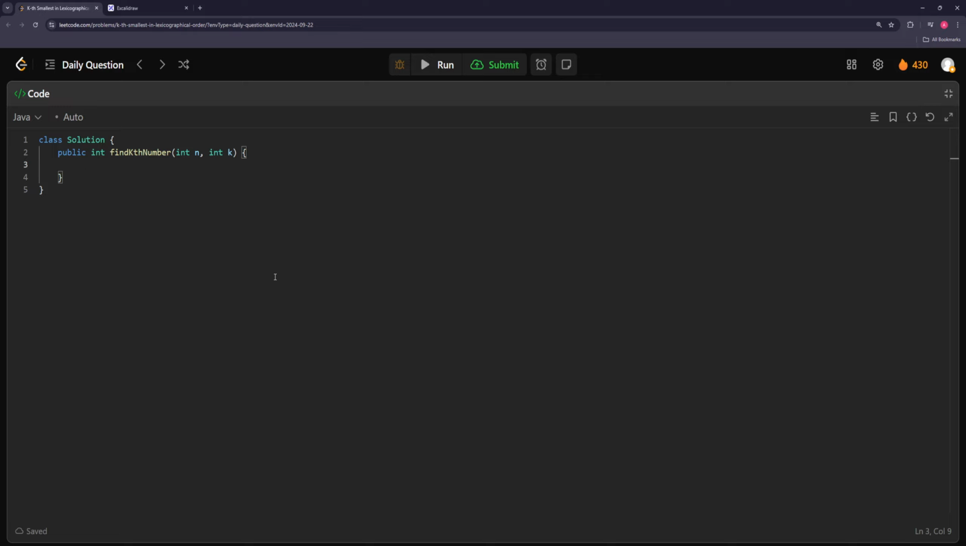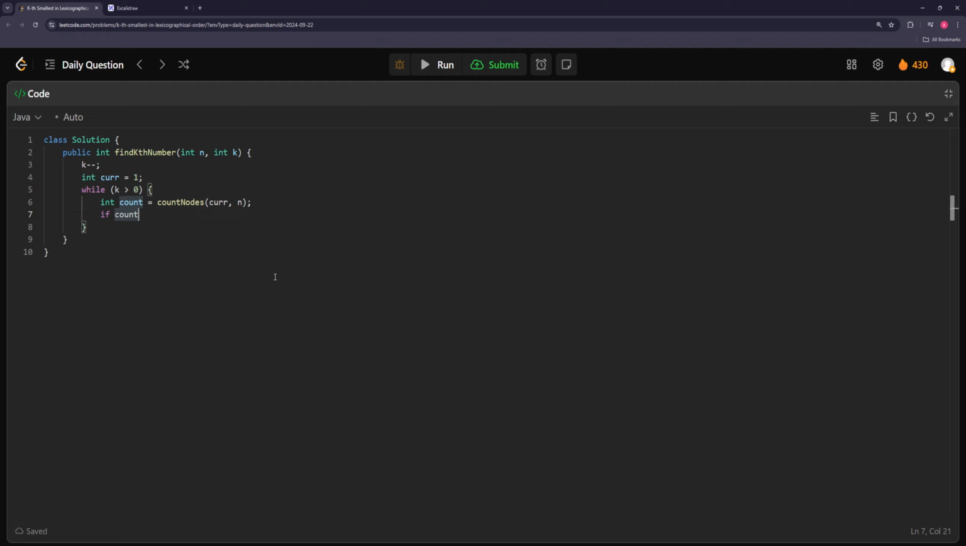Okay. So we're going to subtract from k, like I said, because we're going to make k 0 indexed. We'll make our current number 1. And we'll say while k is greater than 0. If k is 0, that's the number we want, so we're done. So we want to calculate how many nodes are in the current subtree of the number we're at. So we can say int count equals, let's just call it count nodes. And we'll pass in our current number and n. We'll write this last.